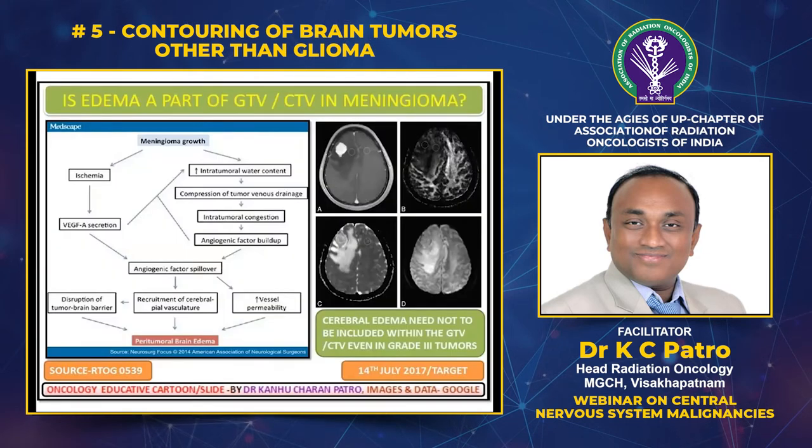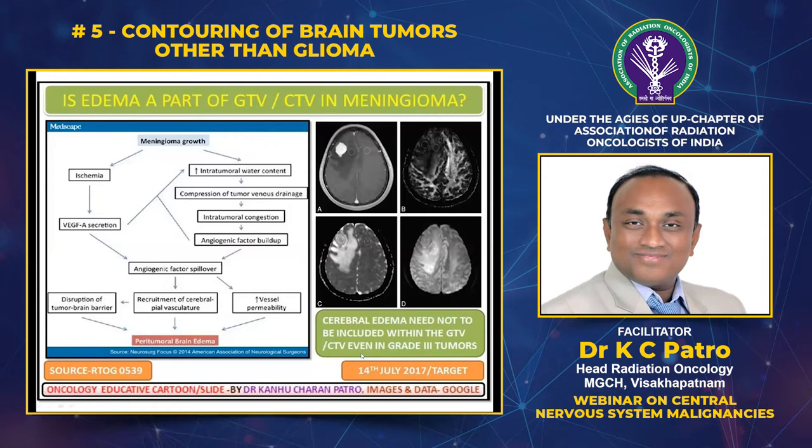Whether edema is a part of GTV or CTV in the meningioma? No. This edema does not contain tumor. As the meningioma grows, maybe due to ischemia or VEGF secretion, angiogenic spillover and disruption of the blood-brain barrier, there is peritumoral edema. Or intratumoral water content, compression of tumor vessel drainage, intratumoral congestion, angiogenic factor buildup, increased vascular permeability, increased recruitment of cerebral pial vasculature, disruption of the blood-brain barrier causes the brain edema. But in reality, it does not contain any meningeal tumor tissue.